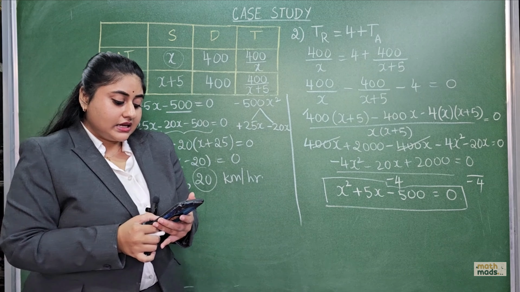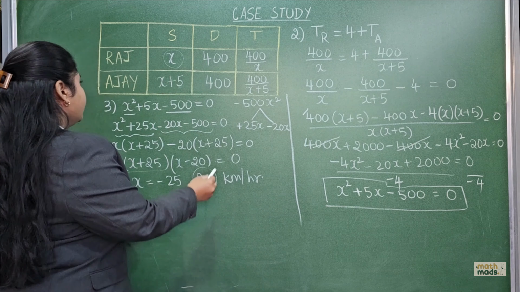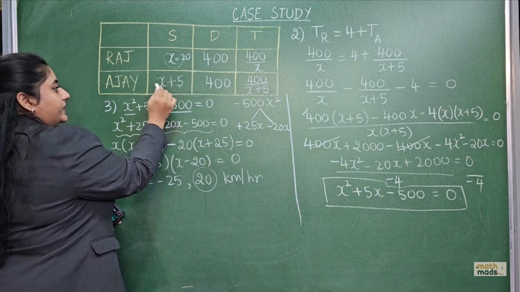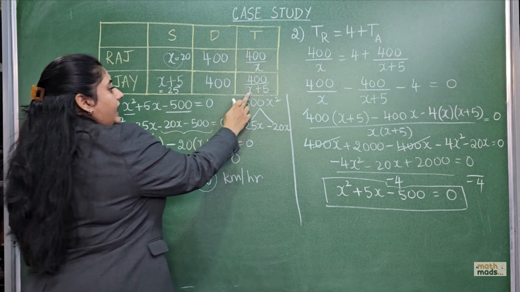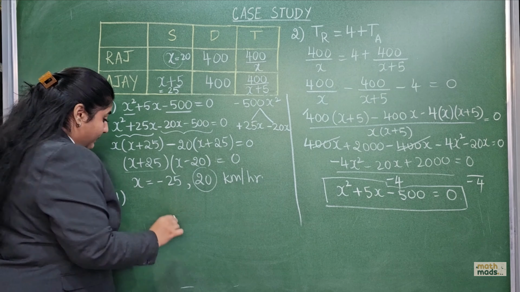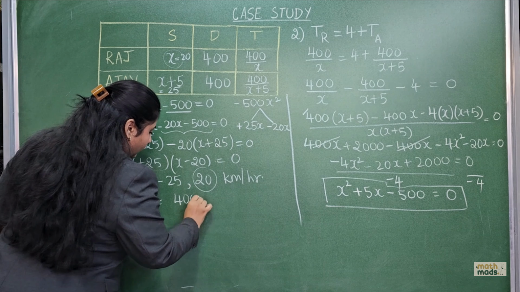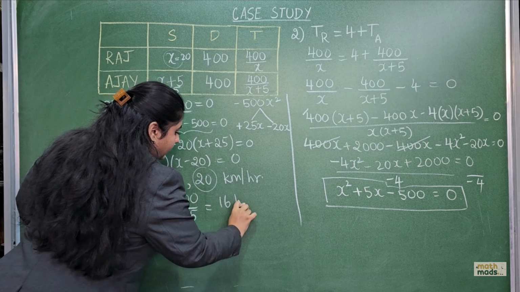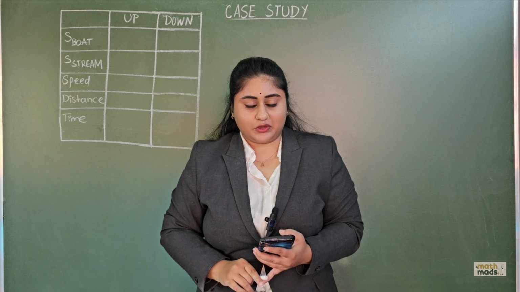The fourth question says, how much time did Ajay take to travel 400 kilometers? Now we know the speed of Raj's car, that is 20. Then what will be the speed of Ajay's car? 20 plus 5, that is 25 km per hour. I have to find the time. So time is equal to distance by speed. So time by Ajay's car is equal to distance, that is 400 km, by speed, that is 25. You get 16 hours. Now let's look at another case study question in quadratic equations.